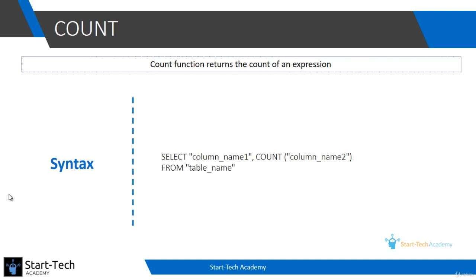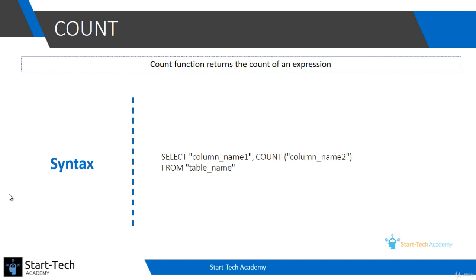So for example, if you want to find out the number of sales that you have done, you can count the number of sales lines to get the total number of sales. Or if you want to find out the count of customers with name starting with A, then again the count function will help you. The syntax of the count function is: you select the column names if you want.